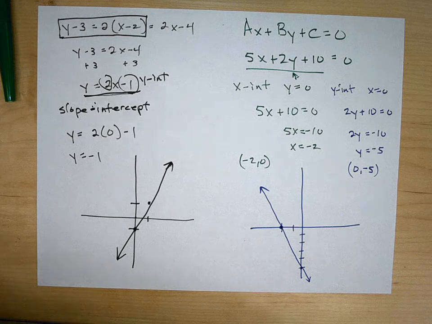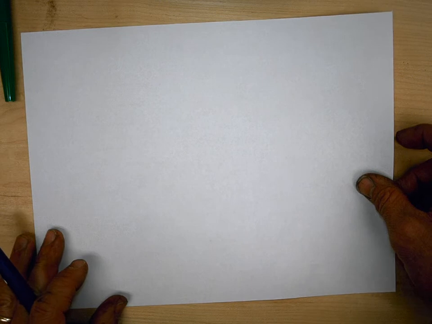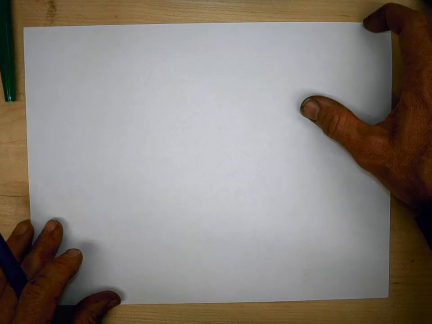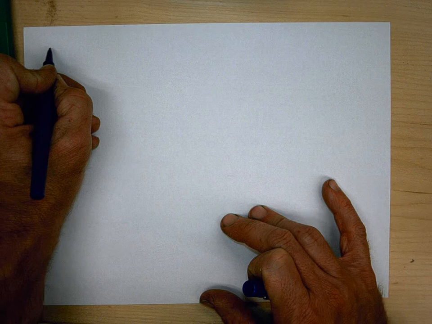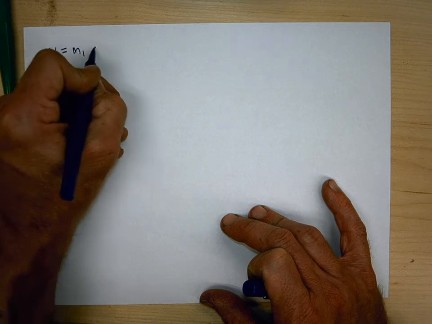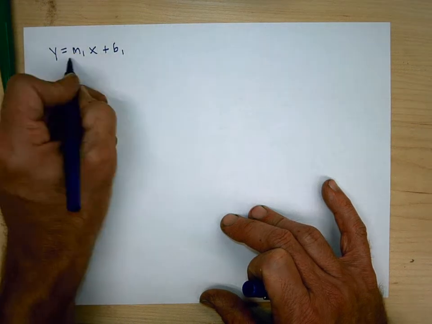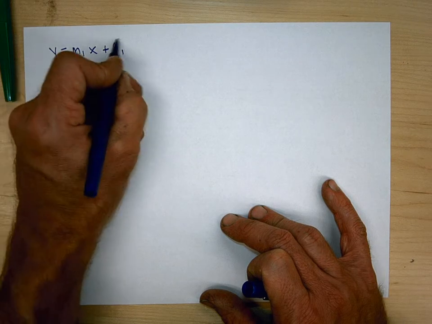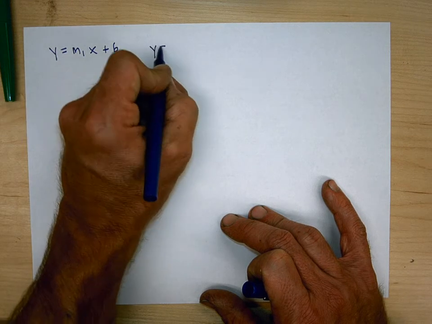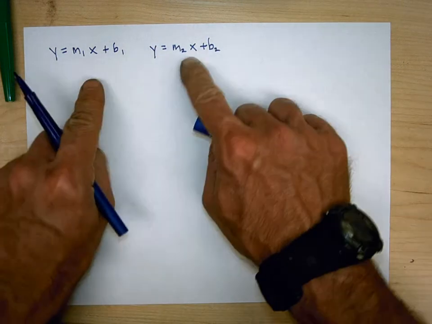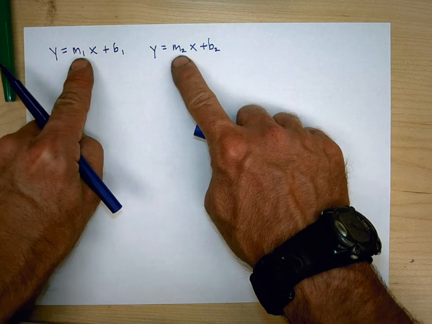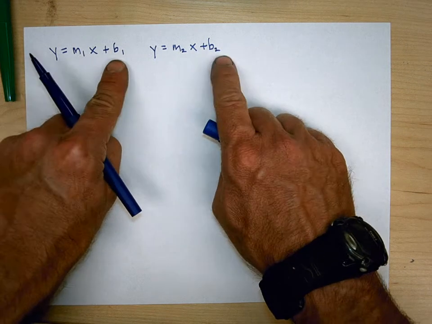Okay, then the last thing I want to talk about with lines is parallel and perpendicular lines. How do we find a line that's parallel to another line or perpendicular to another line? So suppose we have two lines, y equals m1 x plus b1. That's just for our first line. It has a particular slope and a particular y-intercept. And then y equals m2 x plus b2. This is my second line. These subscripts just denote that these aren't necessarily the same m and the same b.